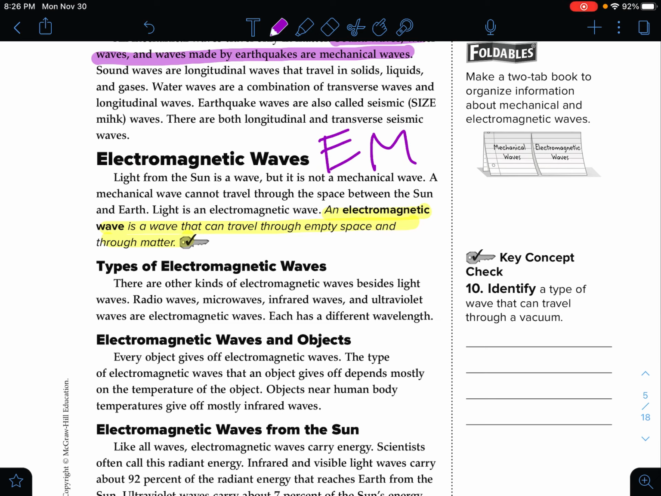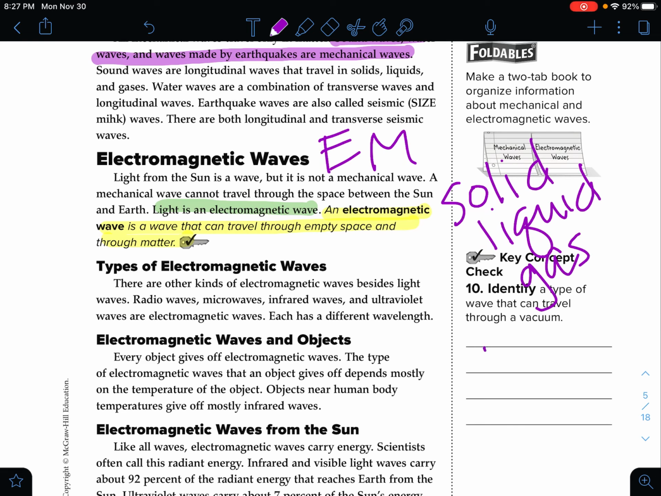Okay, light from the sun is a wave, but it is not a mechanical wave. A mechanical wave cannot travel through space from the sun and earth. Light is an electromagnetic wave, okay? So let's go ahead and highlight that. That light is an EM wave. So an EM wave is a wave that can travel through empty space and through matter. So it can go through solid, liquid, gas, and empty space. So let's write that down. So it's going to go through solid, liquid, gas, and empty space. So empty space is also known as a vacuum, right?